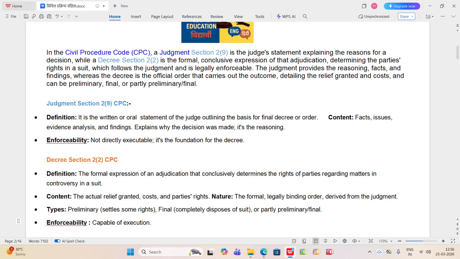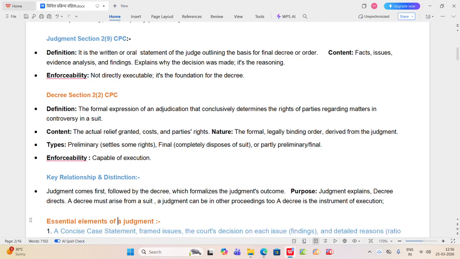Decree is capable of execution, but judgment is not executable. It is not capable of execution. This is the difference between the judgment and decree. Now, I am going to establish a relation between judgment and decree. What comes first? The judgment comes first and then is followed by the decree. So, first of all, the judgment decides the case and then the decree follows.